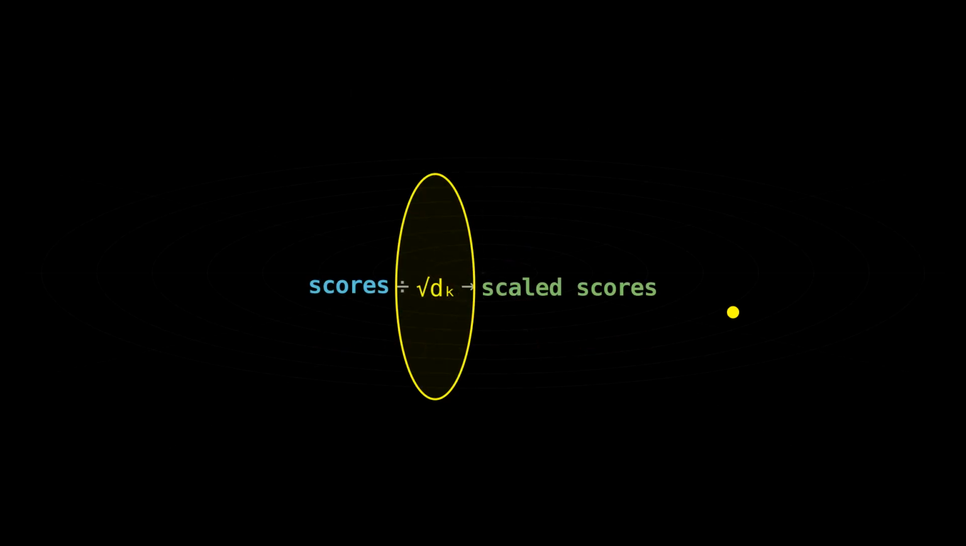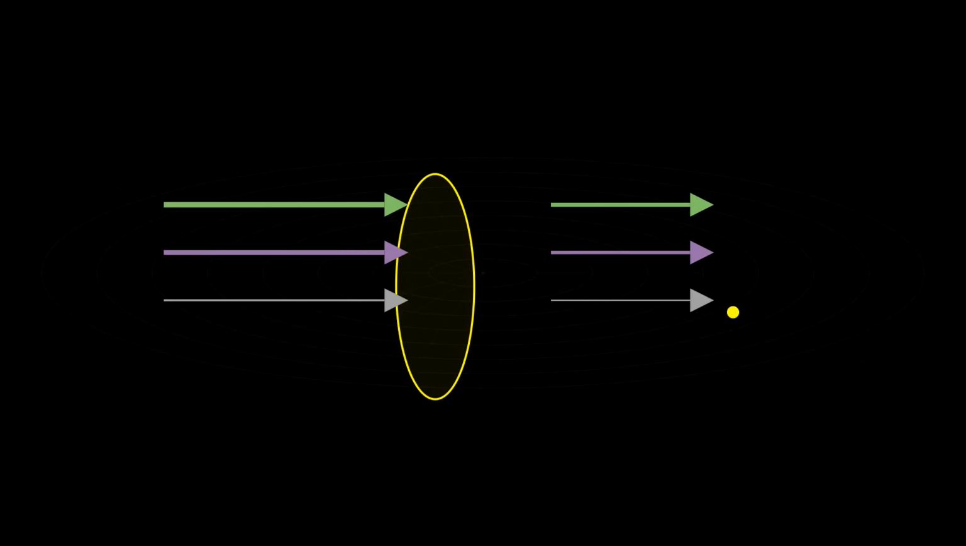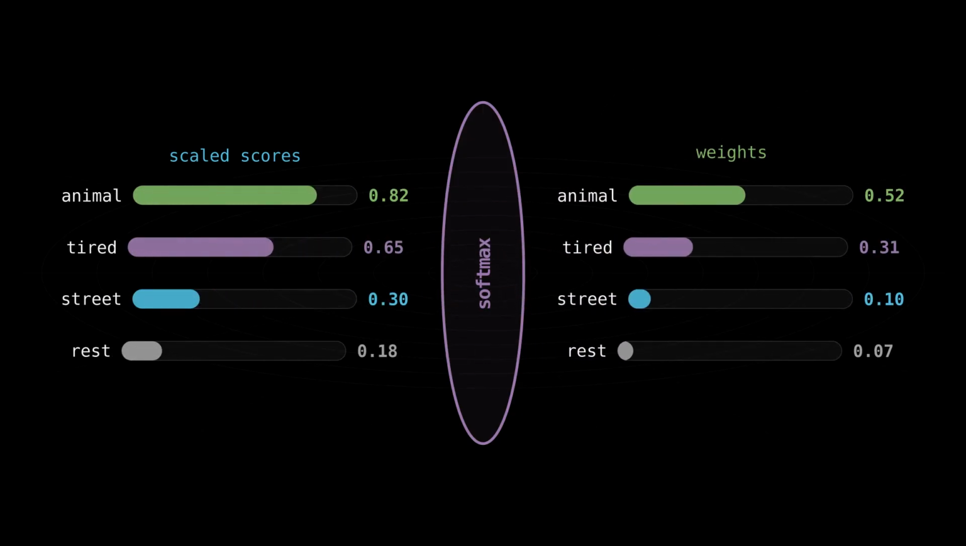First, scaled dot product attention divides the scores by the square root of the key dimension. That scaling keeps dot products from growing too extreme as the vectors get wider, which helps the softmax step train more reliably. Then, the scores pass through softmax. Softmax turns the score row into non-negative weights that add up to 1. Our 4 visible weights might become 0.52 for animal, 0.31 for tired, 0.10 for street, and 0.07 spread across the rest.